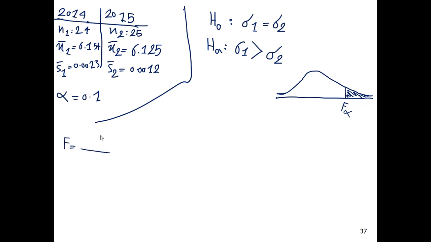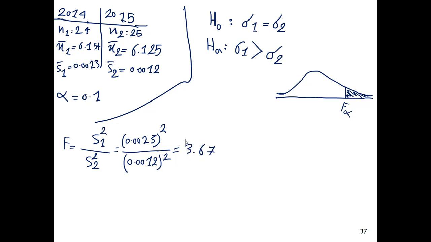I have to calculate my F as well, which is S1 power 2 over S2 power 2. That is 0.0023 power 2 over 0.0012 power 2. If you calculate this, I already calculated, you will get F equal to 3.67.